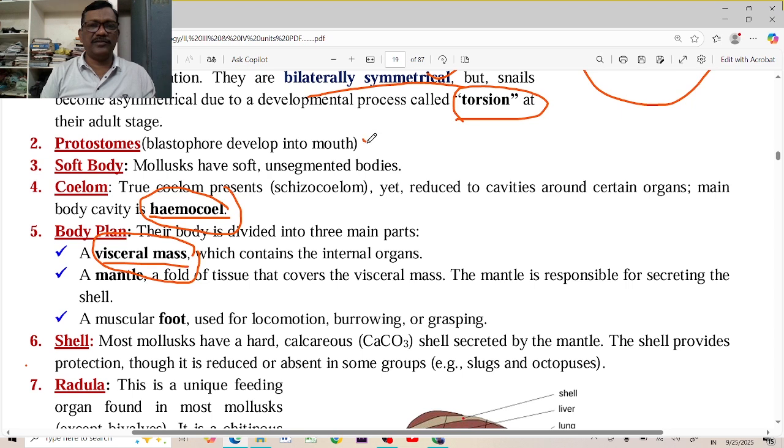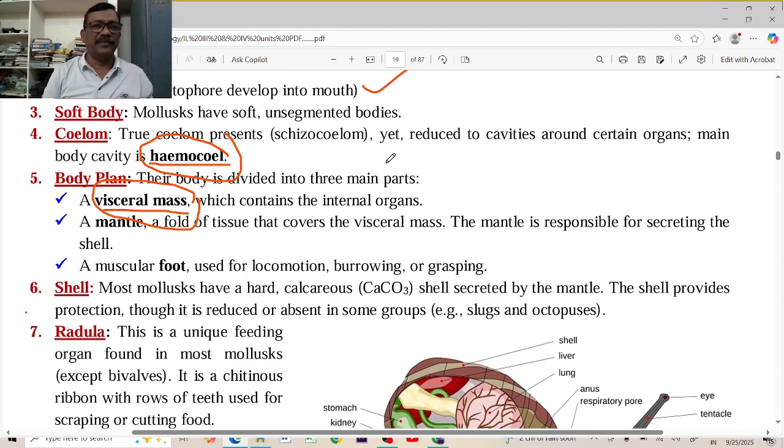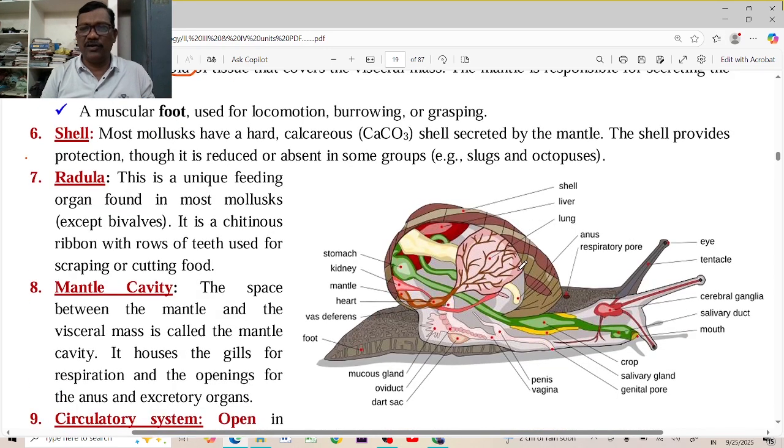These are also protostomes. Annelida, Arthropoda, and Mollusca are protostomes, because the blastopore develops as the mouth. These are soft-bodied animals, and the coelom is the hemocoelom because it is filled with blood, since it is an open type of circulatory system. There are no blood vessels in the body. The body plan is a visceral mass. This is a very important thing. These all are the visceral organs.